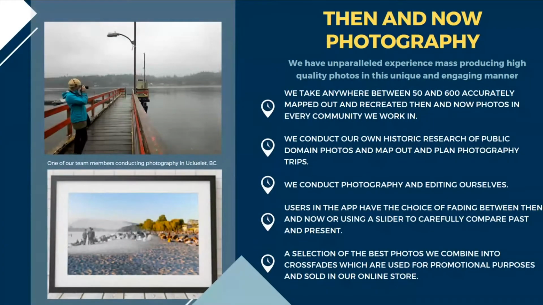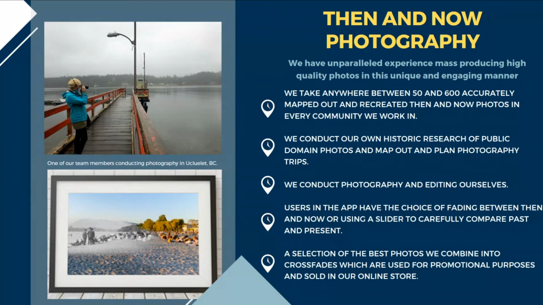So anywhere between 50 to 600 accurately mapped out historic photos in a community. Here's one of our photographers in Ucluelet, Alexa, and researchers. Photography is really key, and it's a really great way to get people, especially people who are not typically interested in history, hooked into it. The then and now photography is key. On the Spot started as a then and now photography blog. I started it back in 2013, and it was all these photo essays of different cities that I visited while backpacking. It turned out to be very popular, and would frequently go viral.